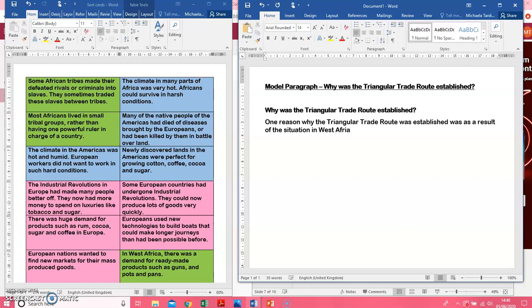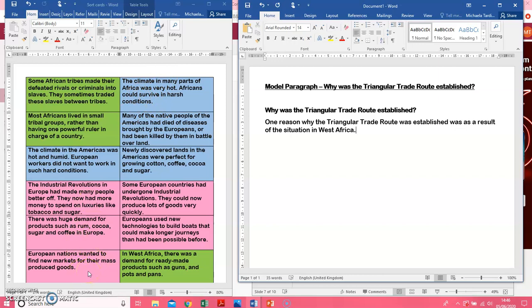Now it's very important that you make sure that you are using capital letters where they should be. So countries have capital letters, but also names have capital letters. So triangular trade route has capital letters. So now I'm going to start giving my evidence, my information that's going to back up my point. And to do that, I'm going to use the sort cards to help me. So I can use these ones here and this one because they're the ones that I've identified are to do with Africa. I could potentially also use this one and this one.